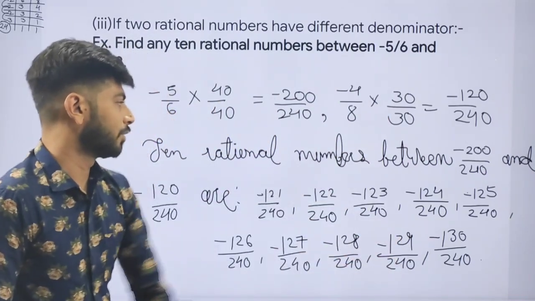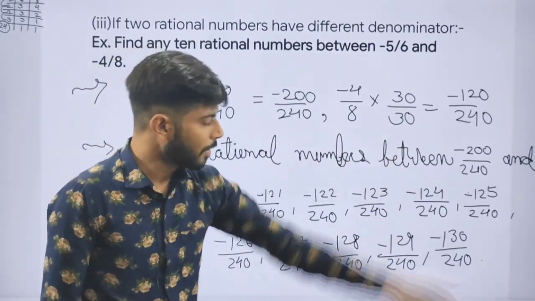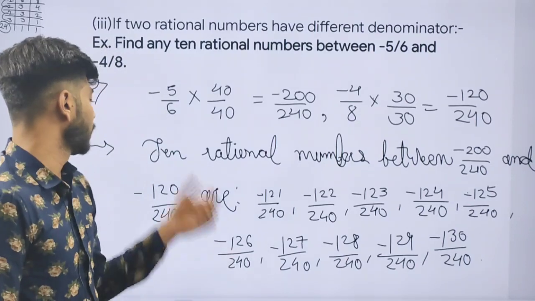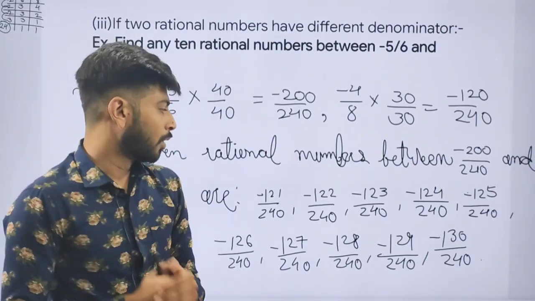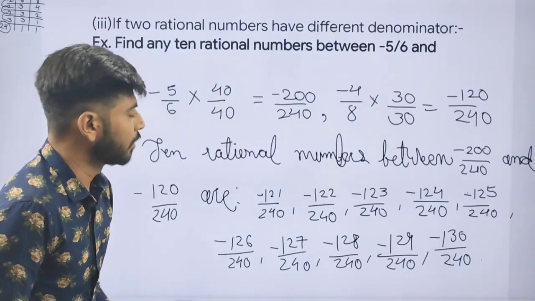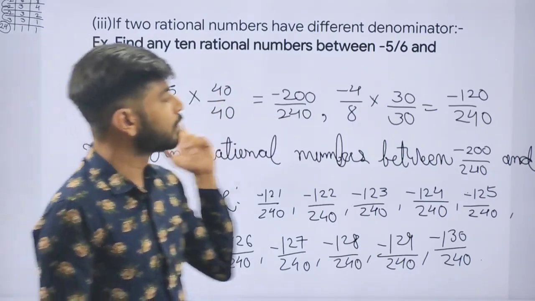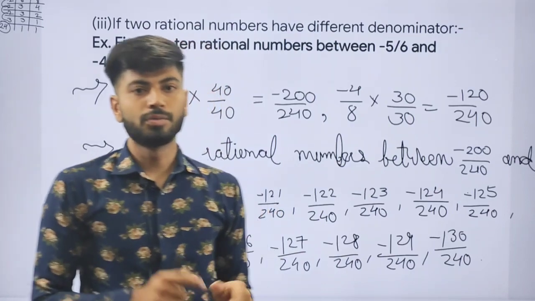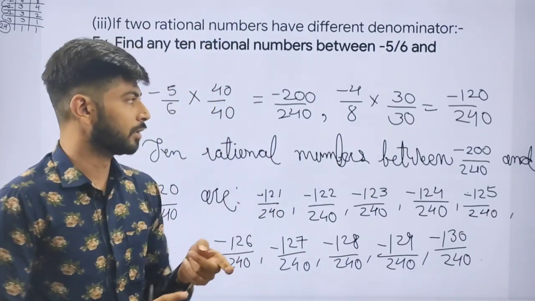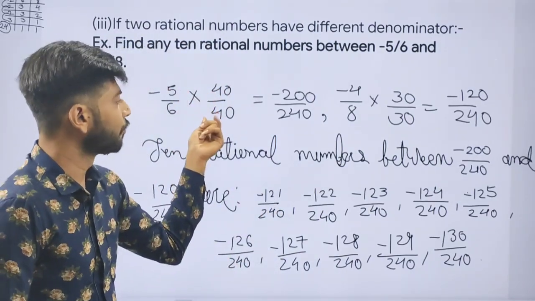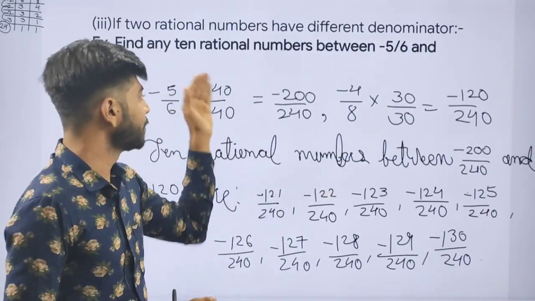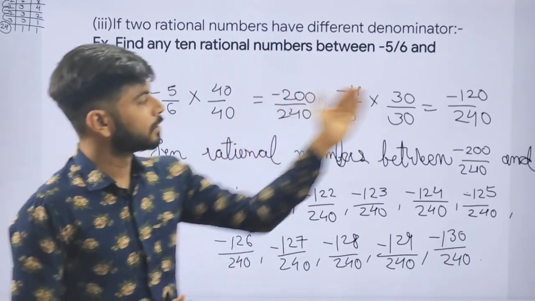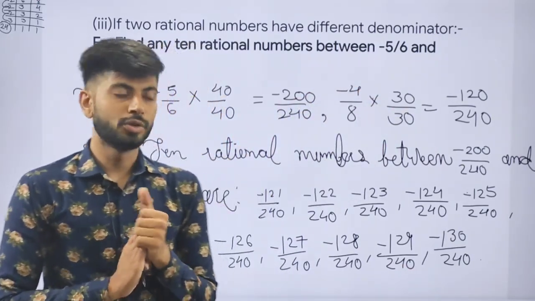Okay, so these are the rational numbers between minus 200 upon 240 and minus 120 upon 240. Okay, so it is a very easy method to use. First of all, we need to multiply the numbers to have the same denominator. So I have multiplied here by 4, but we need more difference between the numerators, so I have multiplied by 40. Okay, so this method is very easy to use.